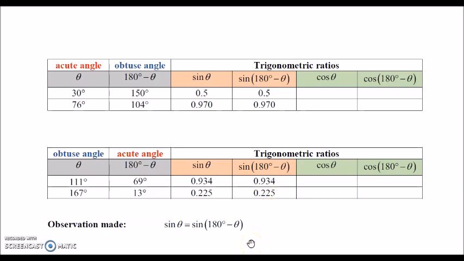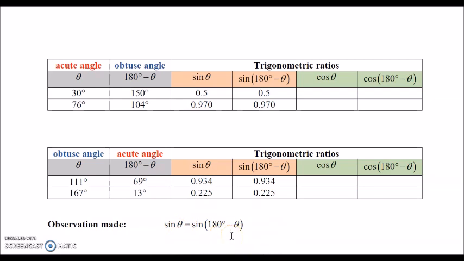Yes, you would have noticed that sine theta is equal to sine of 180 degrees minus theta. It doesn't really matter whether your theta is an acute angle or an obtuse angle over here. You'll notice that they are actually equal to each other. So this is the observation that I have made: sine theta equals sine of 180 degrees minus theta.